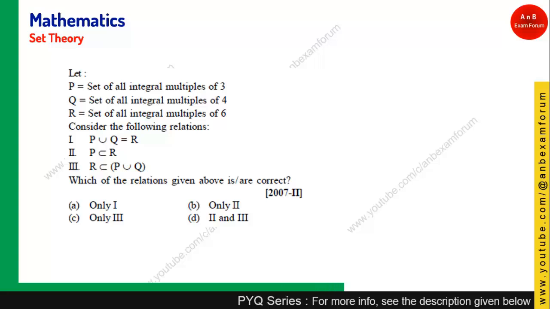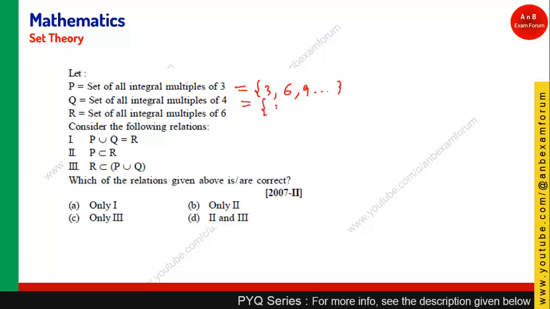Again, as I told you, in this type of question you should build the set first. P is the set of integral multiples of 3, so that is 3, 6, 9 and so on. Similarly, integral multiples of 4 are 4, 8, 12 and so on. Integral multiples of 6 are 6, 12, 18 and so on. So we need to consider these relations. Is P union Q equal to R? No, it is not equal to R.